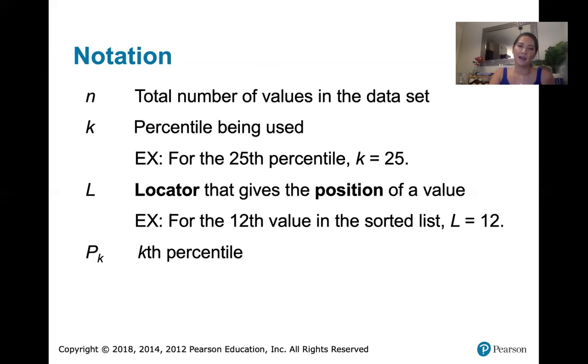That means K percent of the values are less than the particular value of the kth percentile, and the rest of the percent, let's say it's going to be 100 minus K percent, are greater than that particular value. So P sub 25 is the 25th percentile. That means roughly that 25% are less than P sub 25, whatever that value happens to be, and 75% of the values are greater than P sub 25.